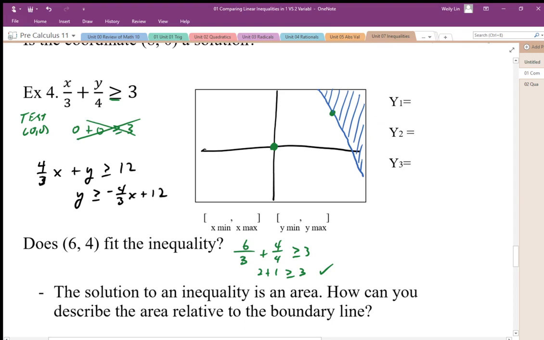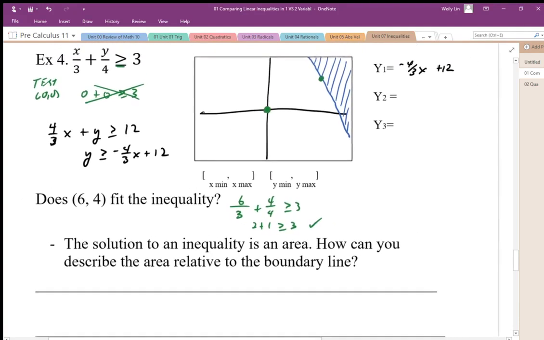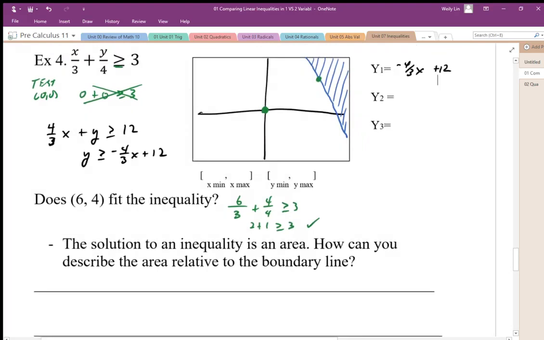And so we end up with that linear equation. It's got a slope of negative 4 over 3. And we know that the y is bigger than the boundary line, so it should be above, and we can see that indeed we did shade above the graph. So the solution to the inequality is the area.